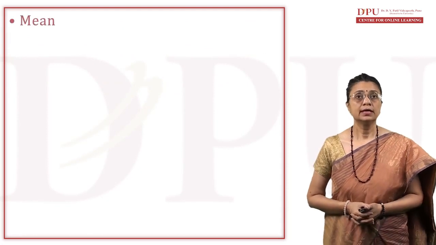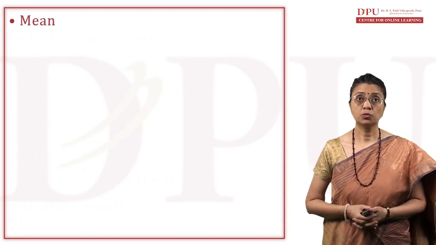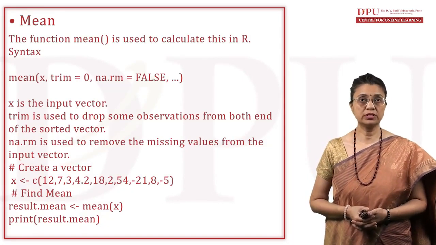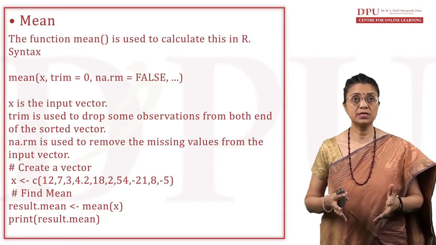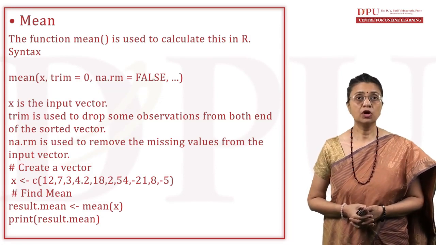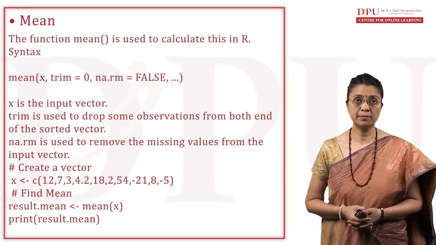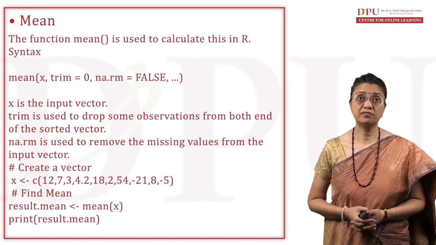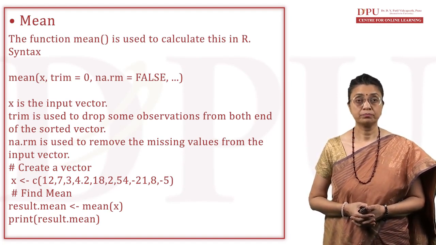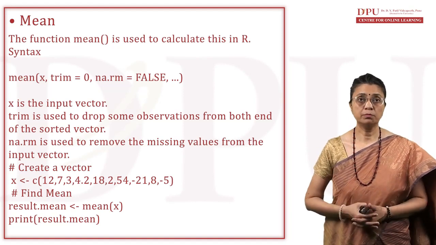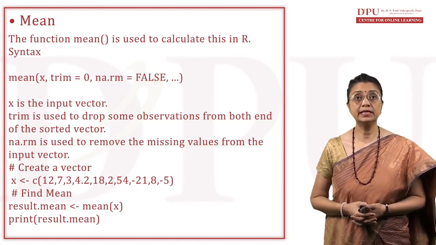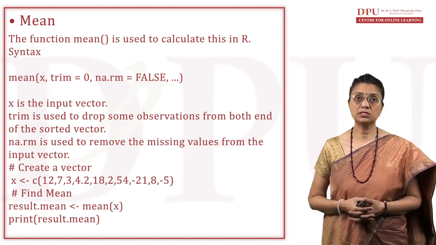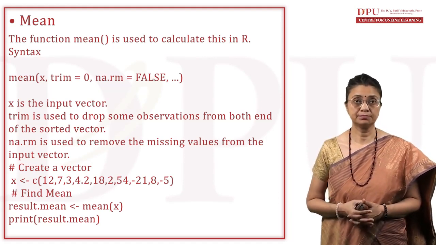So students, let's start from the very first function, which is mean. As we all know, the function mean is used to calculate in R, it is basically for averaging. We all have used the average function in MS Excel, which is used to find out the average. Now, in this function mean, we are basically dealing with a list of values, which is an input vector, X.